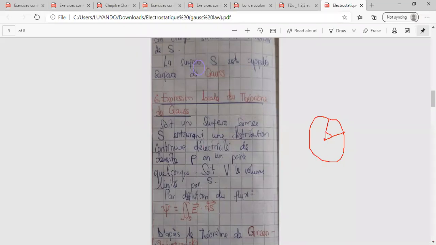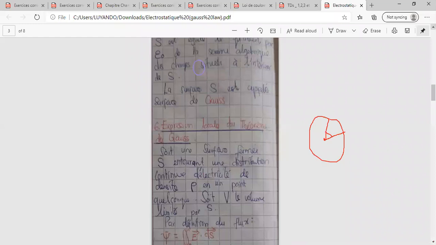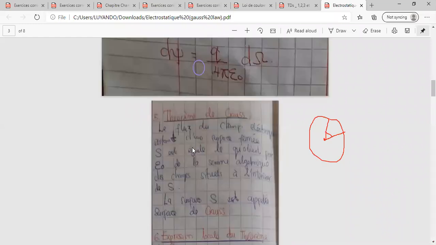Here I didn't really write proper notes, but literally they're saying the theorem de Gauss: the electric flux coming out of a closed surface is equal to the charge over epsilon zero, the algebraic sum of the charges situated at the interior of S. So if we've got multiple charges, the flux is equal to one over epsilon zero times the total sum of Qi, which is what we just discussed.